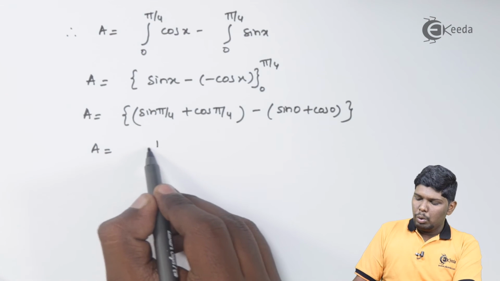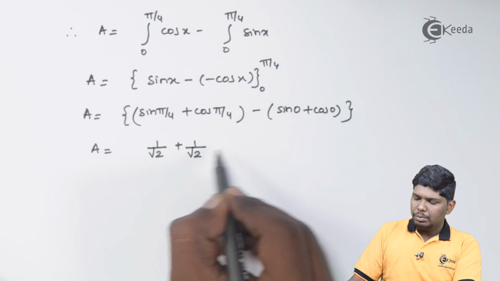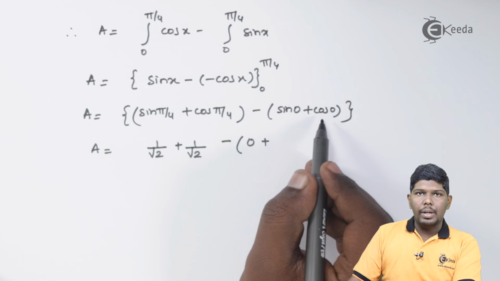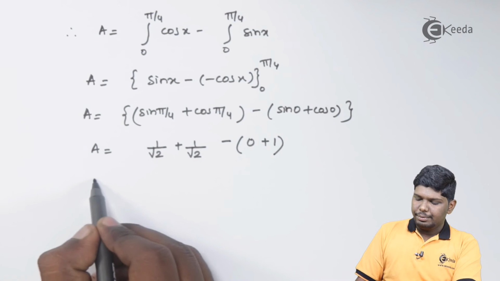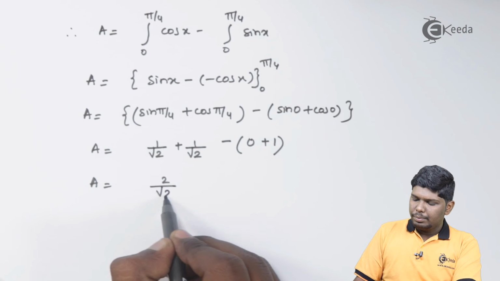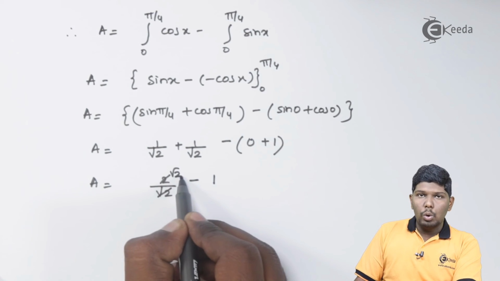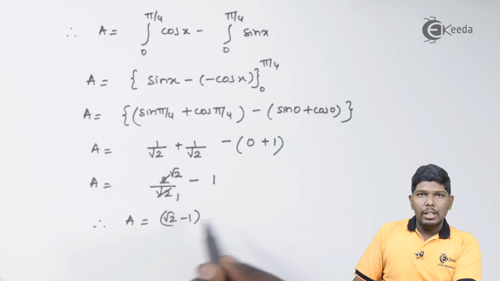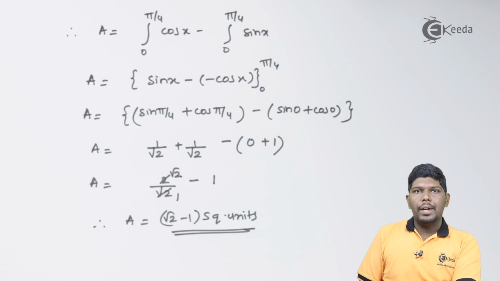Sin pi by 4 is 1 by root 2. Cos pi by 4 is again 1 by root 2. Sin 0 is 0 and cos 0 is 1. 1 by root 2 plus 1 by root 2 will give you 2 by root 2, minus 1. Here 2 by root 2 is root 2. Therefore, area will be root 2 minus 1 square units. This is our final answer.